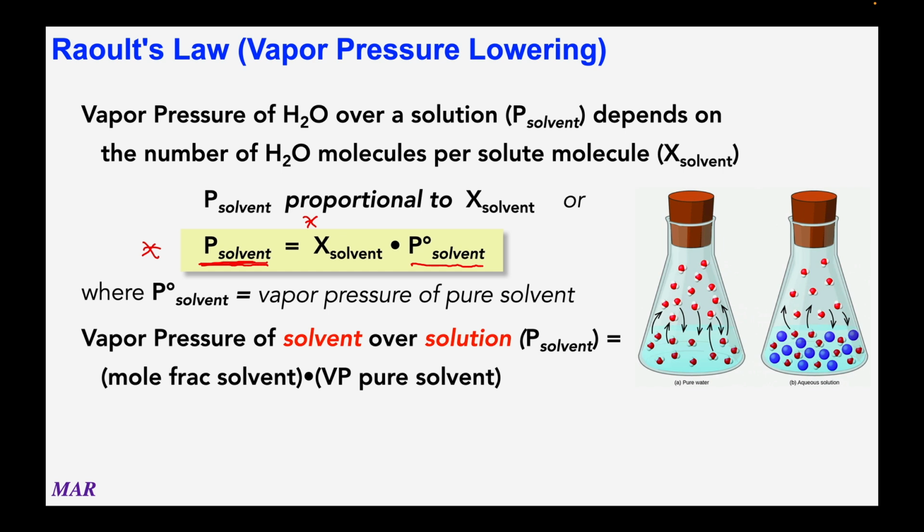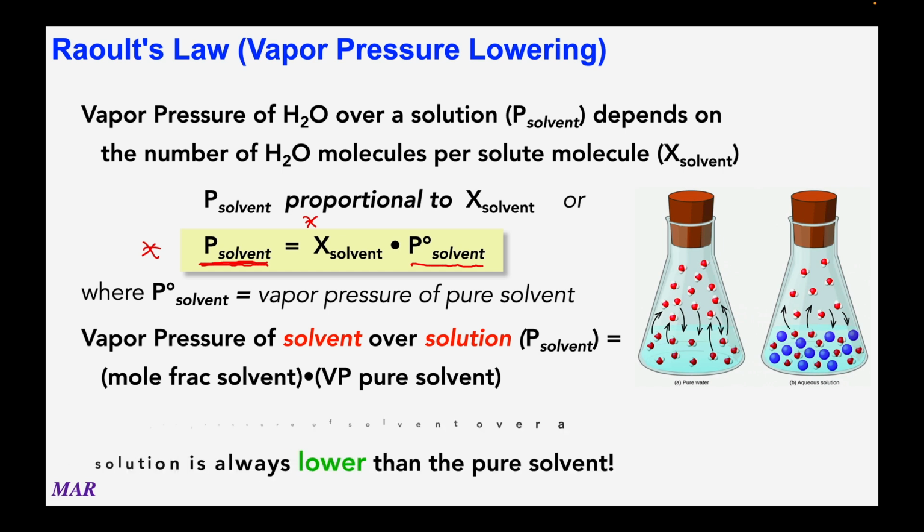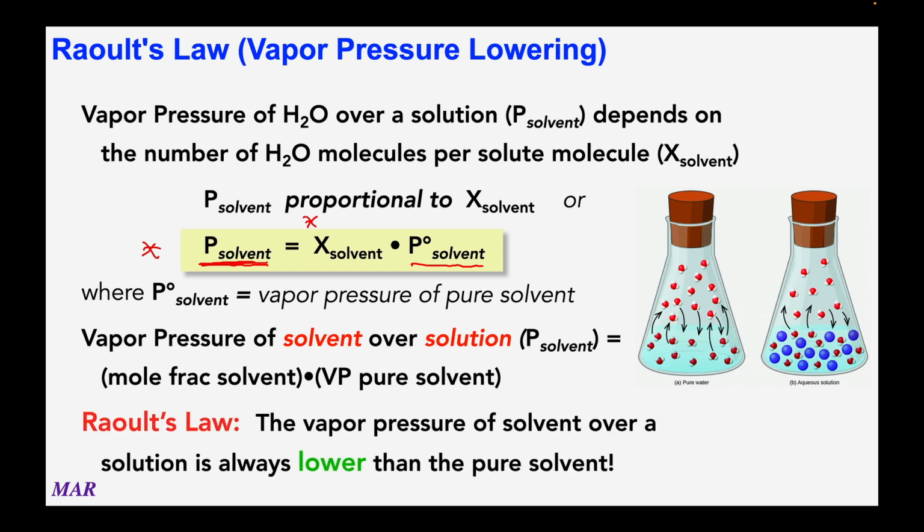The vapor pressure of the solvent over the solution is P solvent, the part on the left. And that equals the mole fraction of the solvent, not the mole fraction of the solute, mind you, but the mole fraction of the solvent, times the vapor pressure of the pure solvent. That P0 means pure vapor pressure. In a nutshell, solution vapor pressure will be less than pure solvent vapor pressure. Raoult was the scientist that first figured this out. The vapor pressure is lower in the solution than it is in the pure solvent.